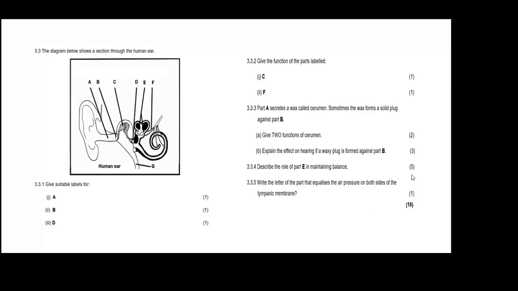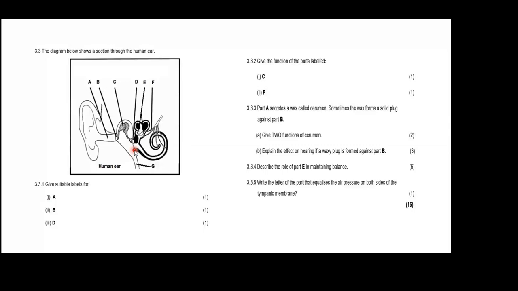Okay. It's always, for learners, always get confused between the oval window and the round window. So you must remember the oval window will always be before the round window. So we can think about it as O before R in the alphabet. So D is the oval window, and then over here at the bottom, that would be your round window.